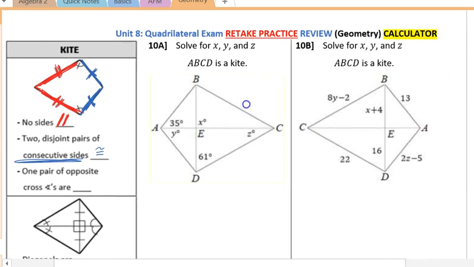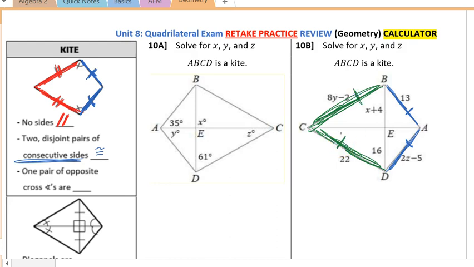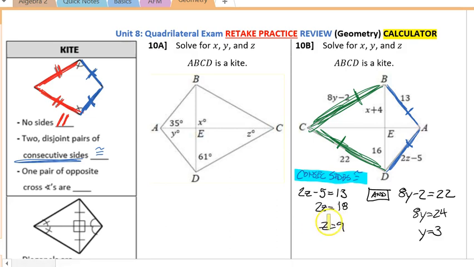So that property actually shows up in 10B, where we see that in this kite ABCD, we know that the adjacent sides are congruent. So we know that side AB is congruent to side AD. And we know that side BC is congruent to side CD. So we can set up the following relationship. That 2z minus 5 is equal to 13. And 8y minus 2 is equal to 22. So solving these two-step equations gives us that z is equal to 9 and y is equal to 3.